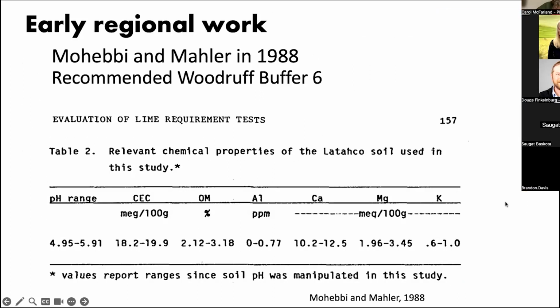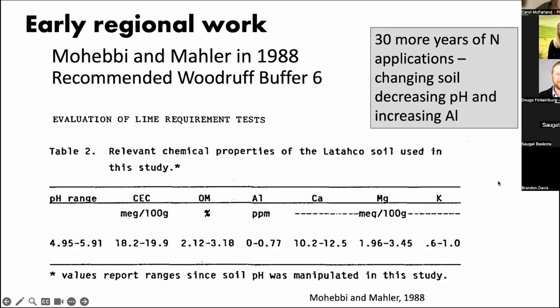As I mentioned, early regional work by Mohebe and Mahler recommended the Woodruff Buffer 6. One of the things I wanted to point out from their work: check out that pH range. I think the previous talk also mentioned the pH values that they found in their work. Here, they evaluated soils with pH ranging from 4.95 to 5.91 and aluminum not greater than 0.77 parts per million. Since then, we've had 30 more years of nitrogen applications, decreasing soil pH and increasing aluminum.